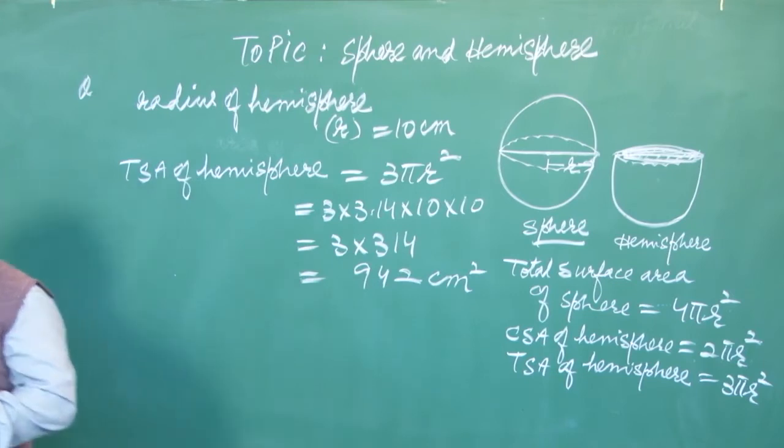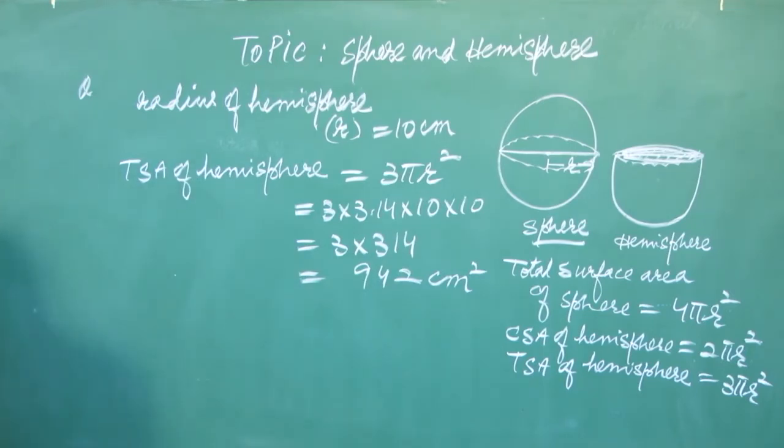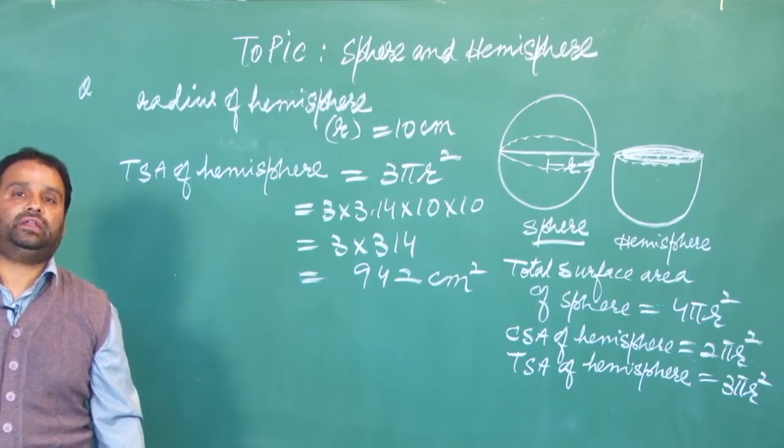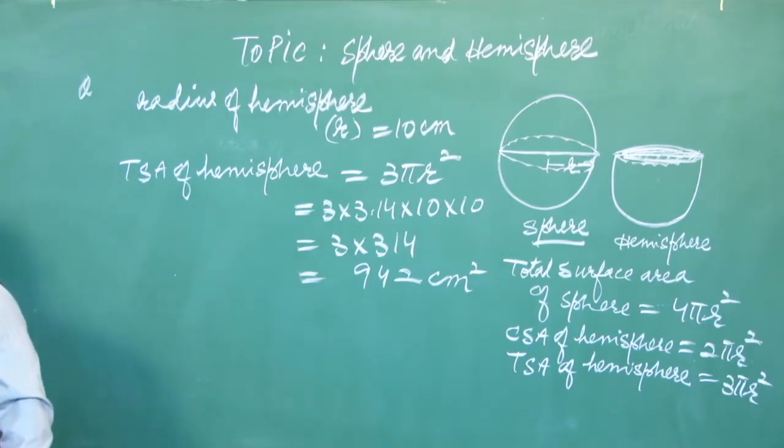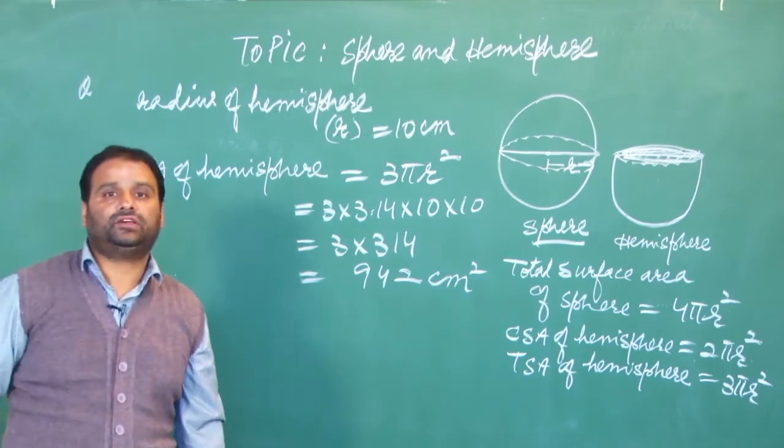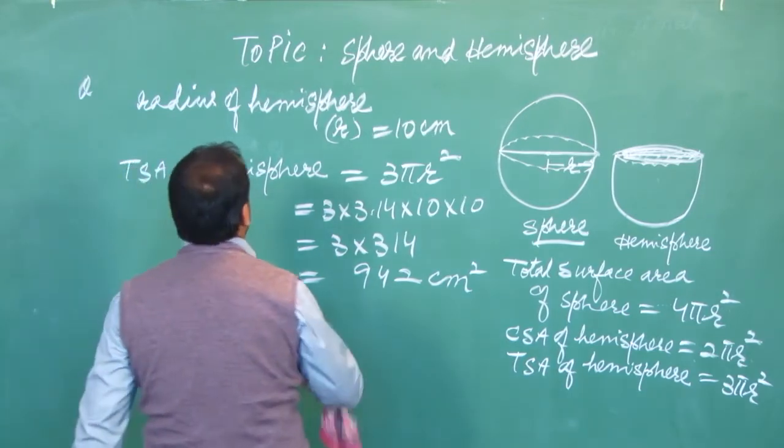Another question: find the radius of the sphere whose surface area is 154 centimeters square.